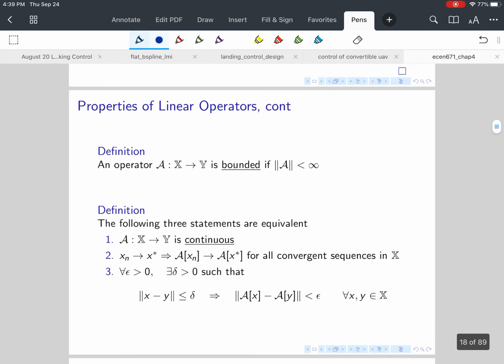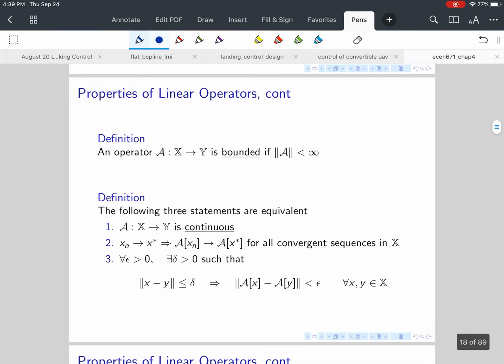Okay, and we have another definition. We say a linear operator from X to Y is bounded if the operator norm is less than infinity. So now we can talk about bounded operators, bounded linear operators. And the following three statements are equivalent. So we can talk about now continuous operators.